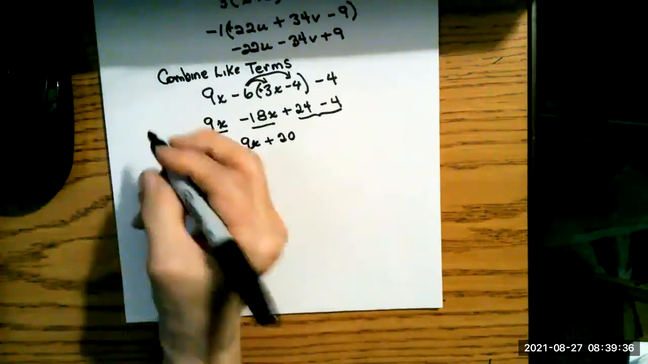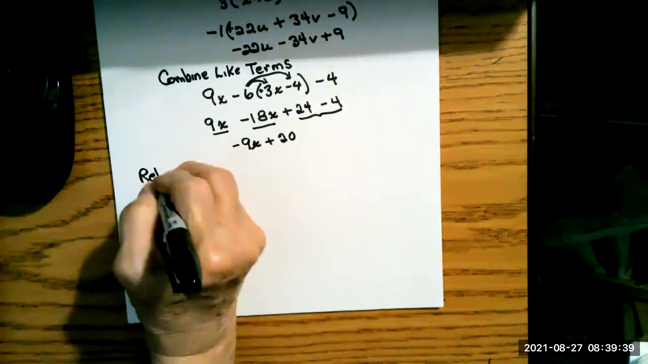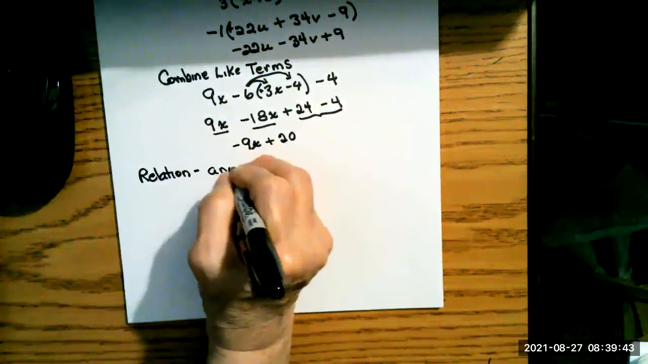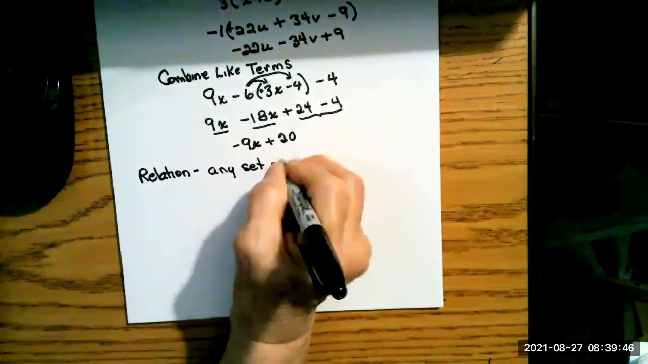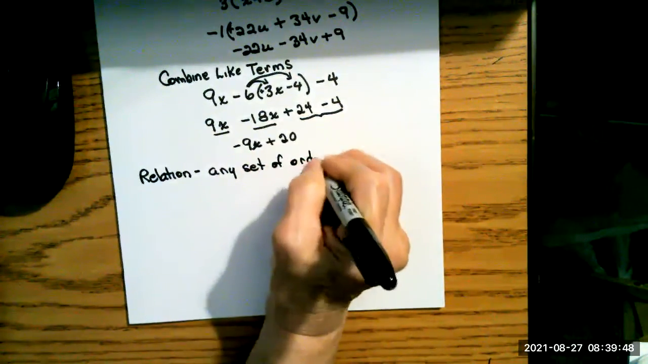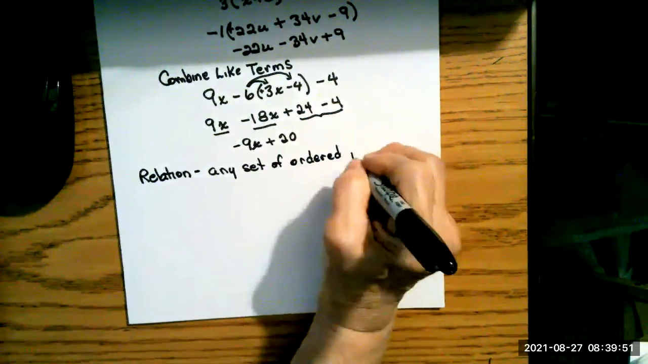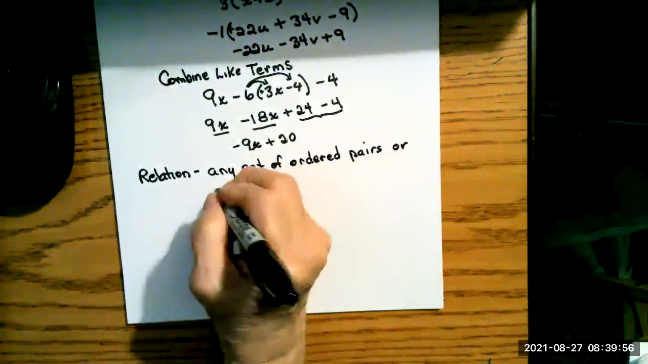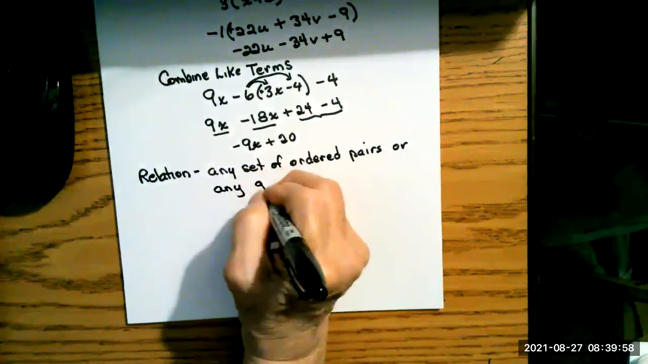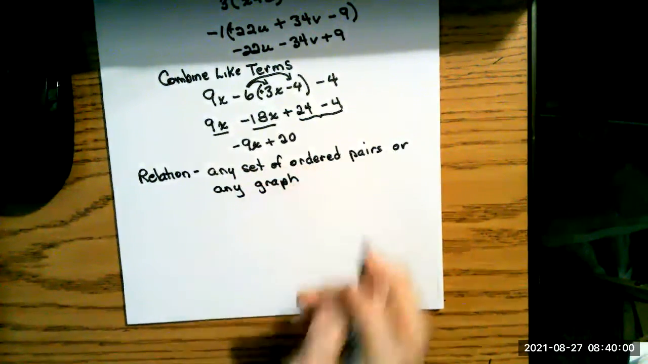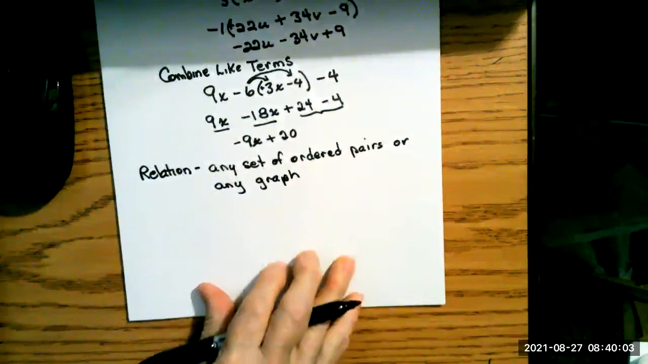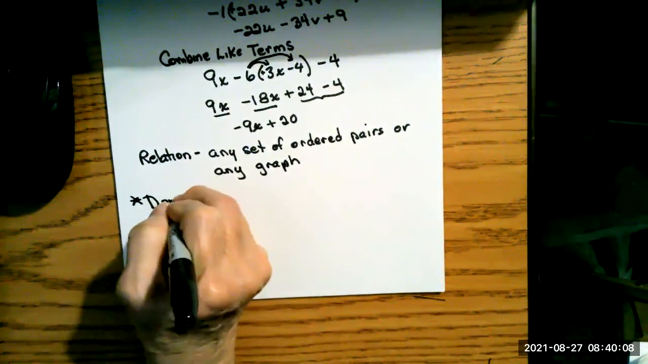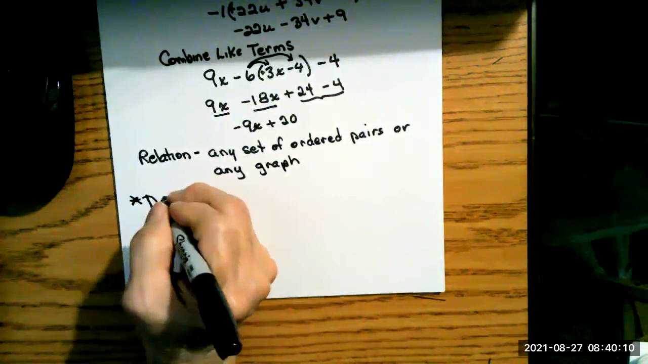Now let's talk about some definitions that we have in this section. Relation is the first one. A relation is any set of ordered pairs. Or you could say it's any graph, any picture, any graph that you have. That is really called a relation. Then there's a special one that we use all the time. This is called the function.